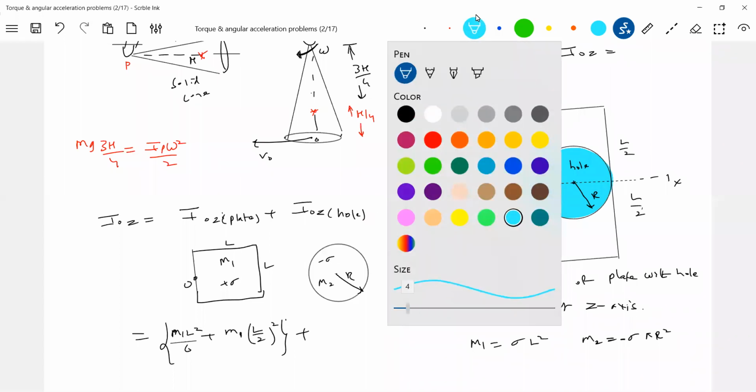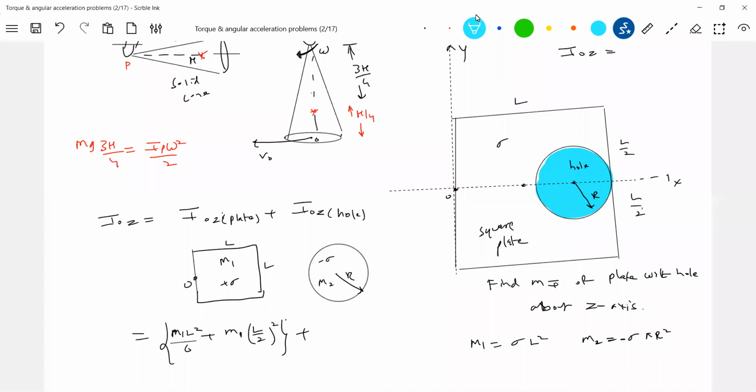Now for the hole, what is the parallel axis theorem? First, about the axis passing through the center of the hole, how much should it be? M2 r square by 2, since it's a disk, no? Plus m2 into what can be the distance? At what distance is the center of mass of the hole from the origin? 2L minus R. Solve this, you'll get the required answer.